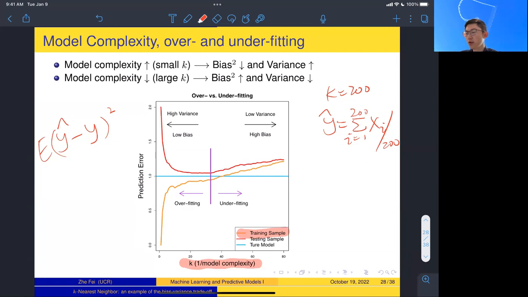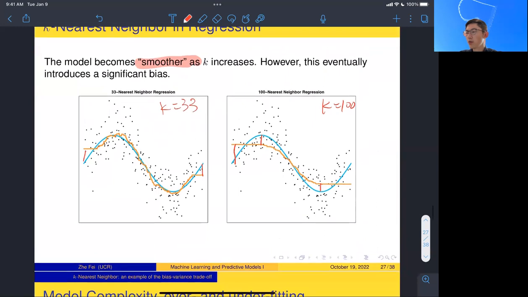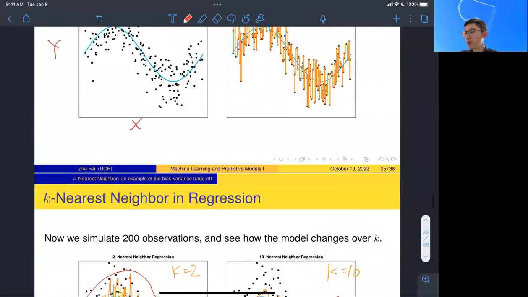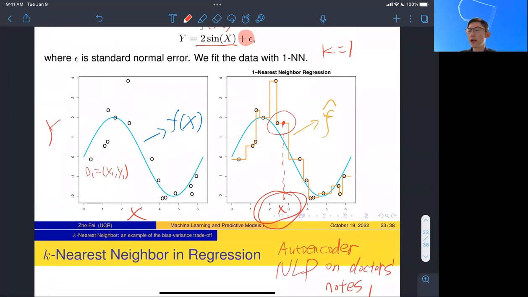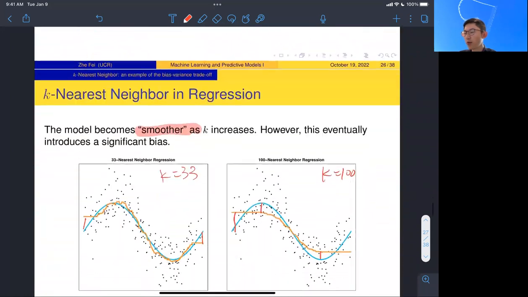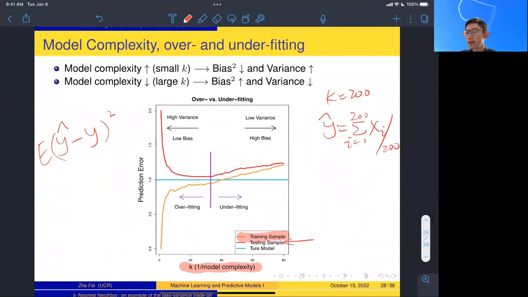But on the other hand, we are more interested in the prediction error on the testing sample. By testing sample, we mean we take the x values that are not in our training data. For example, this red x is a testing sample. It is not in our training data. So it would be an unbiased evaluation of your prediction error. That's why we care more about the testing sample prediction error, as indicated by the red curve.